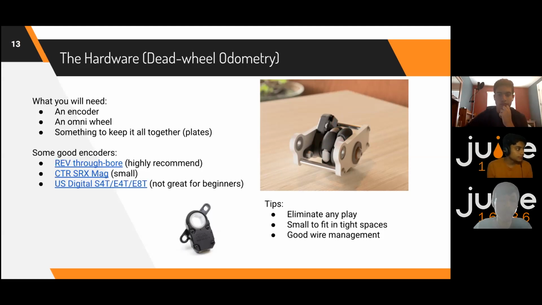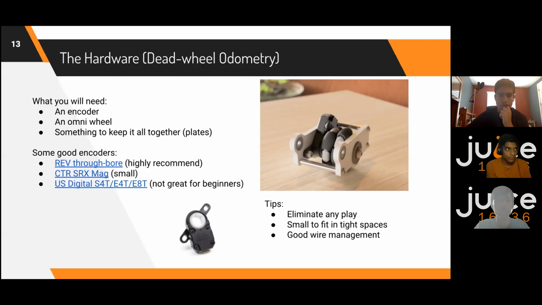But there are a couple of other options you could go with. There's the CTR SRX Mag, which you can get on the VEX Pro website. The advantage of this is that it's very small and very compact, so if you're having a hard time fitting it into tight spaces, then it could be an option for you. And another popular one is the US Digital line of products, like the S4T, E4T, or E8T. But they pose their own set of challenges when it comes to wiring, because you need custom wiring in order to connect it to the REV Hub. And also the encoders themselves are very fragile, so you have to be kind of careful with them.